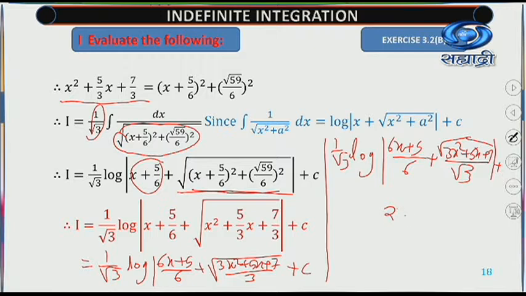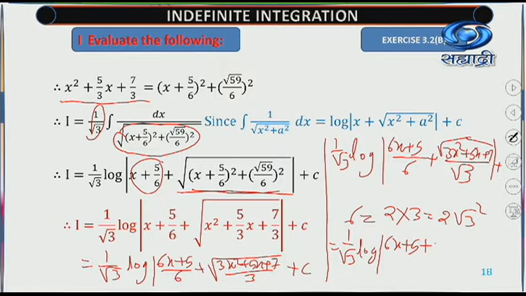This 6 you are able to write as 2 into 3, and this 2 into 3 you are able to write as 2 into root 3 square. So if this is 2 into root 3 square, your LCM is 6 here. What you will get is 1 upon root 3 log. Now look at the simplification: it is 6x plus 5. Now 6 is your LCM, which means here you have to multiply and divide by 2 root 3. So you will get plus 2 into root 3 root of 3x square plus 5x plus 7 upon 6.